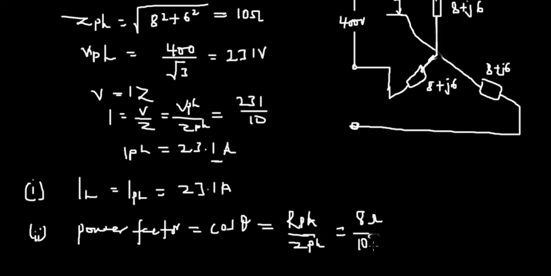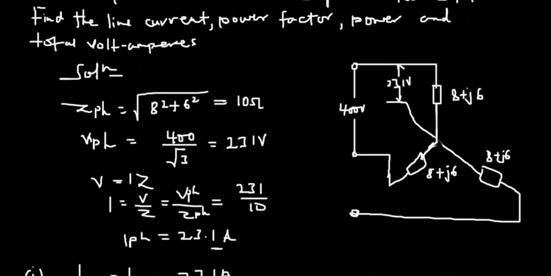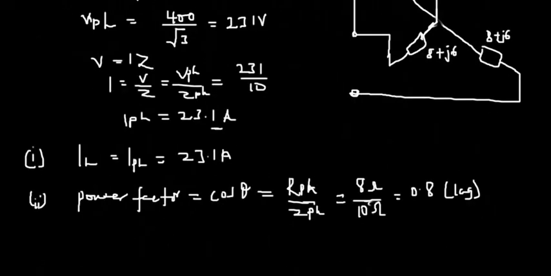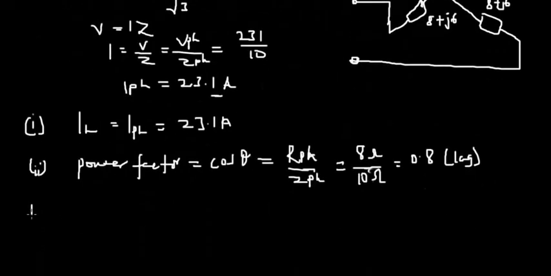So we have 10 ohm divided by 8 ohm... no, by 10 ohm, and then this will give us 0.8. So this power factor will be lagging, so 0.8 lag. Now let's proceed toward finding the power, the main power.